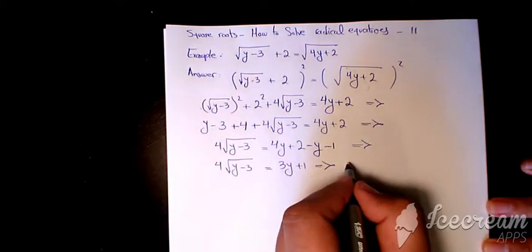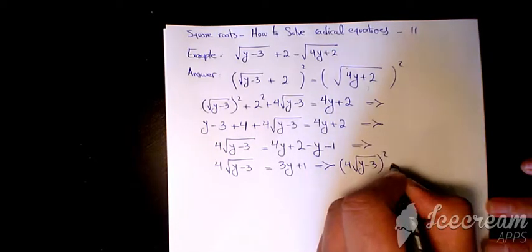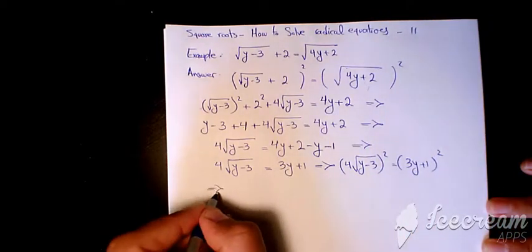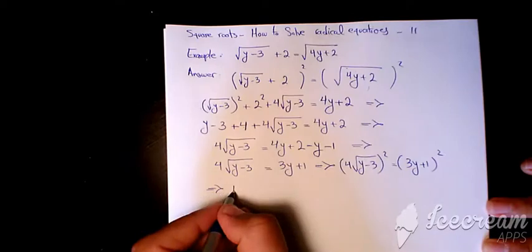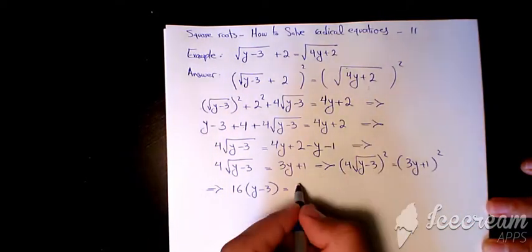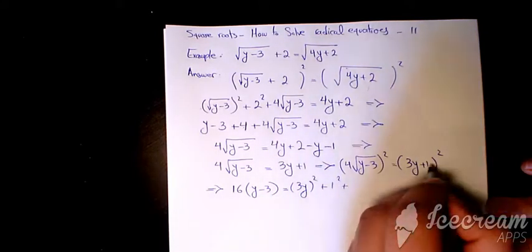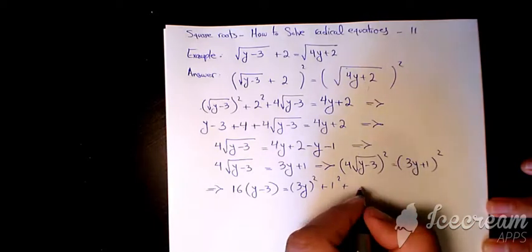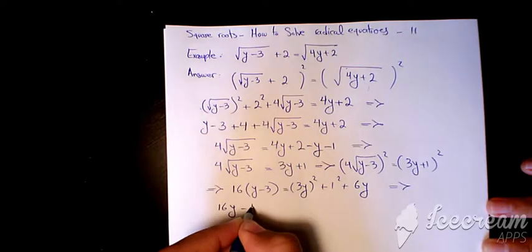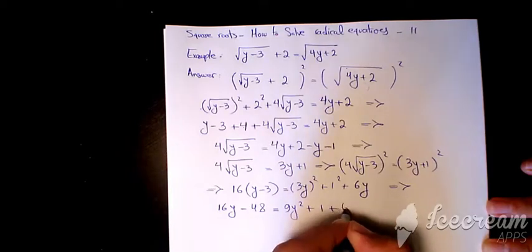Then I need to square both sides. We have 4 square root of y minus 3 to the power of 2, and 3y plus 1 to the power of 2. Then it changes to 4 squared, which is 16, times y minus 3. And here I have 3y to the power of 2, plus 1 to the power of 2, plus 2 times 1 times 3y, so 6y. So we have 16y minus 48 equals 9y squared plus 1 plus 6y.